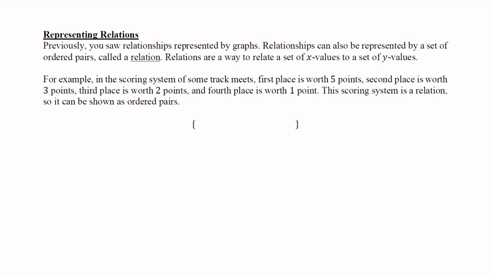So we're going to write the set of ordered pairs, and because it is a set, we're going to put it in curly braces. So first place is worth 5 points. So first place is 1, our x value, is worth 5 points, our y value. Second place is worth 3 points. So for second, we have 3 points, so our x and y values are 2, 3. Third place is worth 2 points, so we have 3, 2. And fourth place is worth 1 point, so 4, 1.